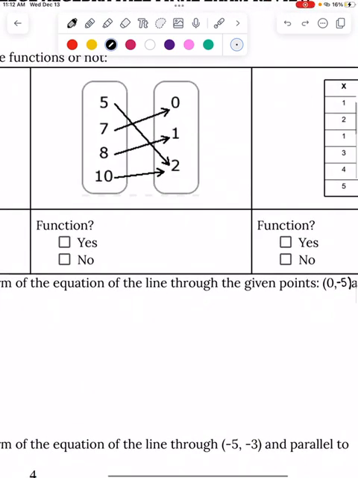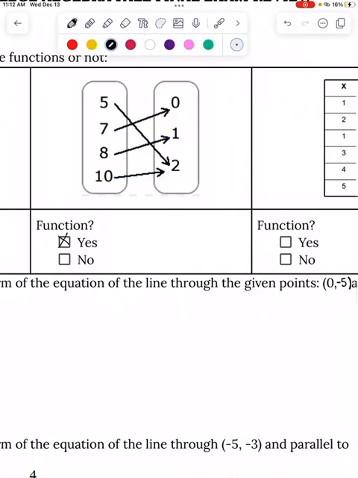Our next one, when we have these diagrams, we want to make sure that each value here has 1 arrow coming out. So 5, 1 arrow, good. 7, 1 arrow coming out, good. 8, 1 arrow coming out, good. And 10, 1 arrow coming out, good. So that means it is a function.